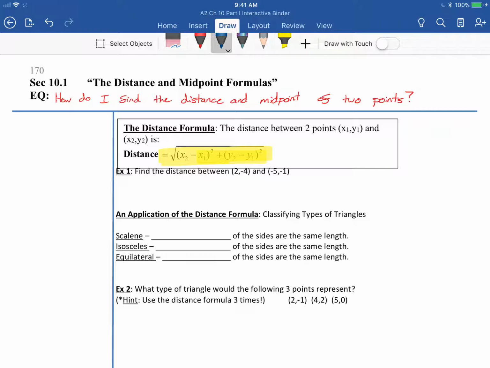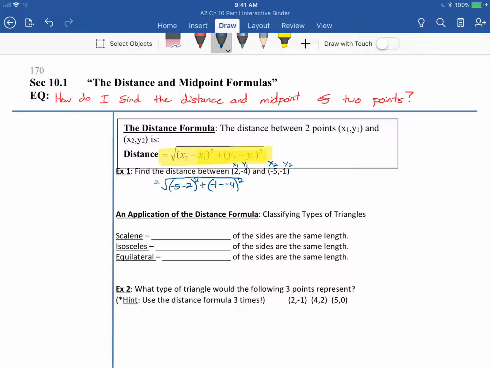So this first example, it says find the distance between (2, -4) and (-5, -1). So I still even like to do this for myself when I go through here. I like to label this as my x1, my y1, and my x2 and my y2. So now it's just as simple as plugging it into this formula. So now my distance is the square root of my x2, which is -5, minus my x1, which is 2, square that, plus my y2, which is -1, minus my y1, which is -4, and square that.